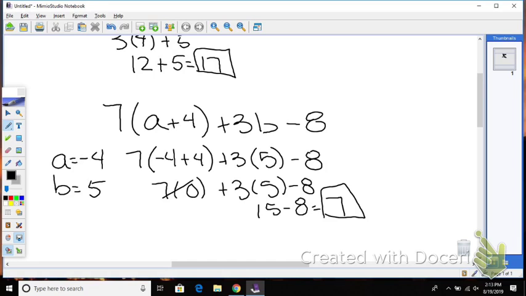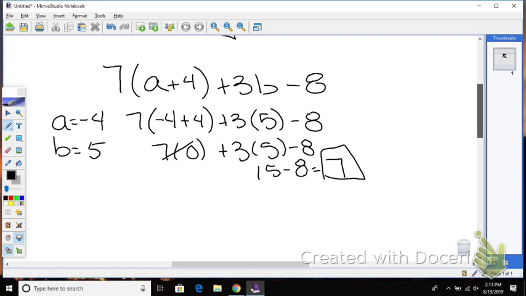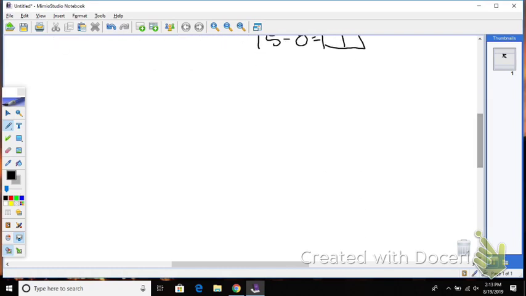Okay. Are we okay with evaluating? We all remember this? Yes. Okay. Last thing we're going to do today. So our objective, which will always be written right here: by the end of class, you'll be able to evaluate and simplify expressions. We've done the first part. The last part is simplify, which just means combine like terms.